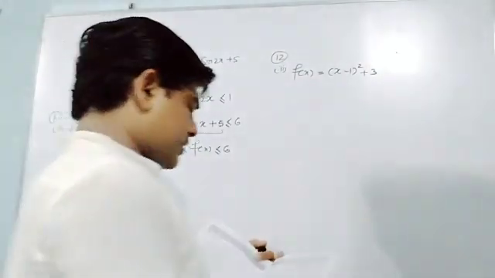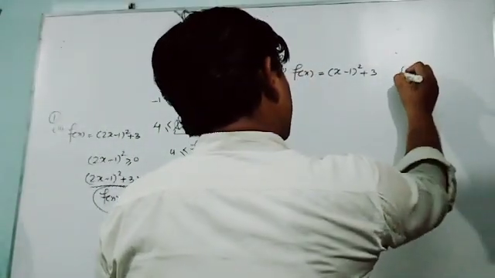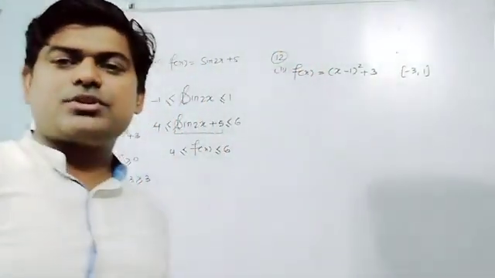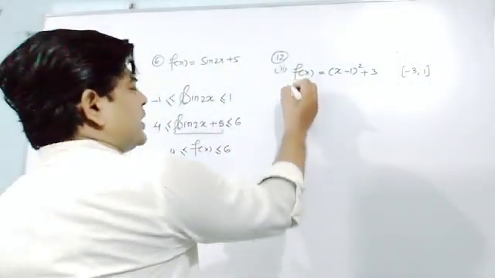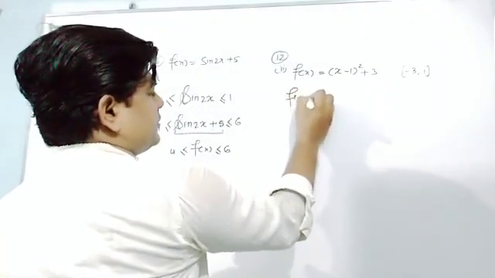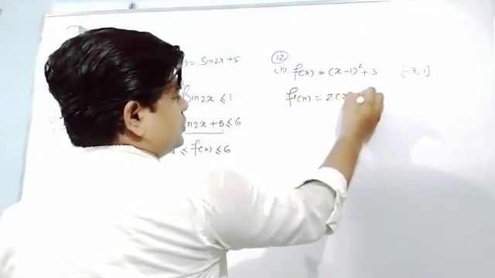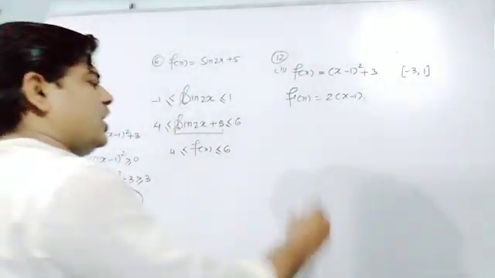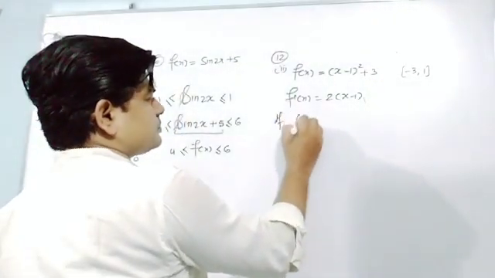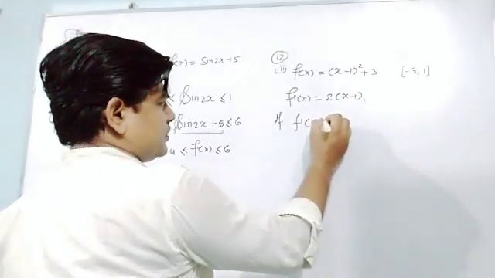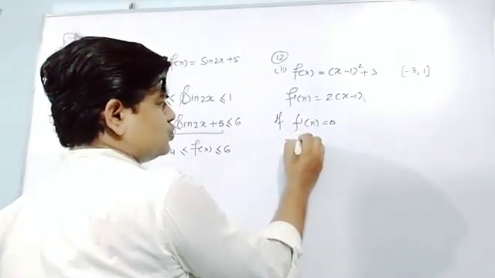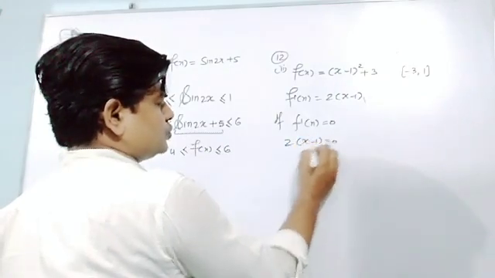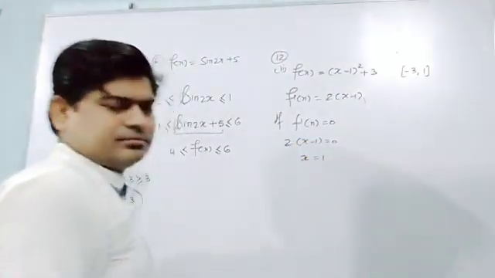Actually here it's written as minus 3 to 1. So this minus 3 to 1 is the boundary for us. So what can I write here? First of all, I'll find f dash x, that will be 2(x minus 1). Now if f dash x is equal to 0, then definitely 2(x minus 1) equal to 0, so I'll get x is equal to 1.